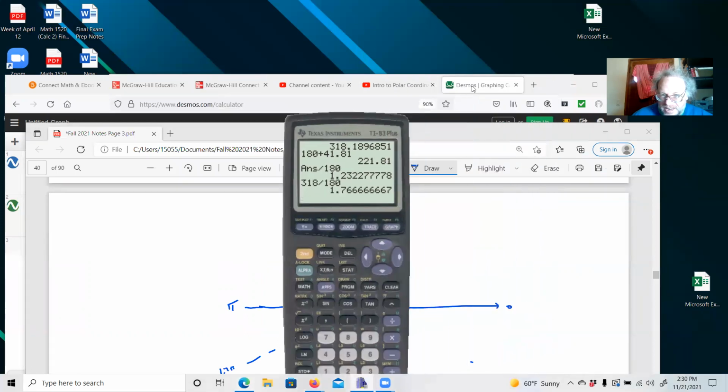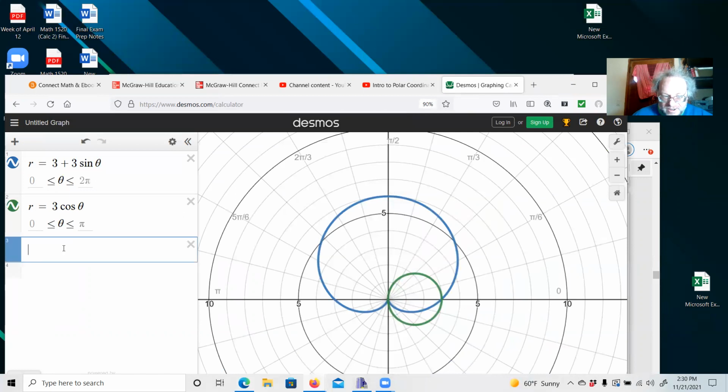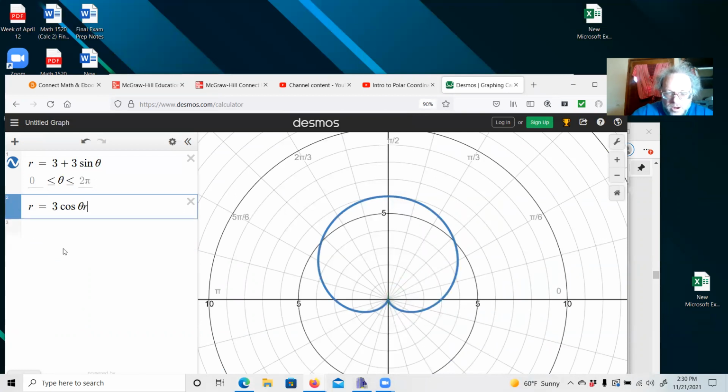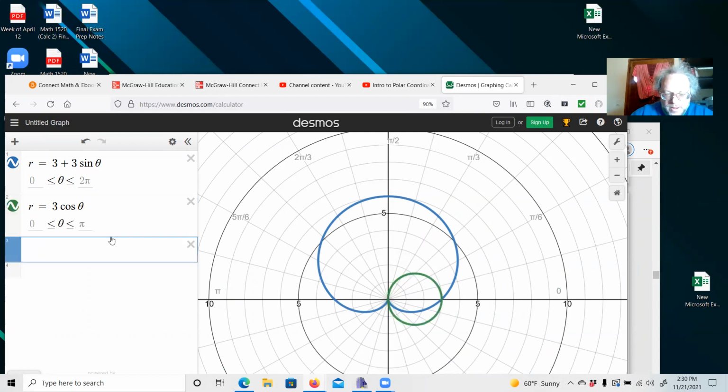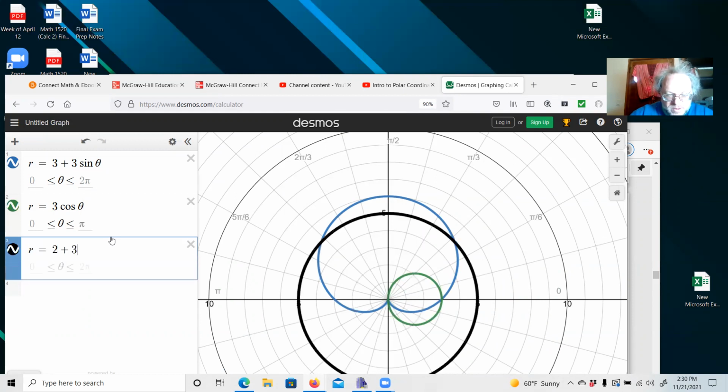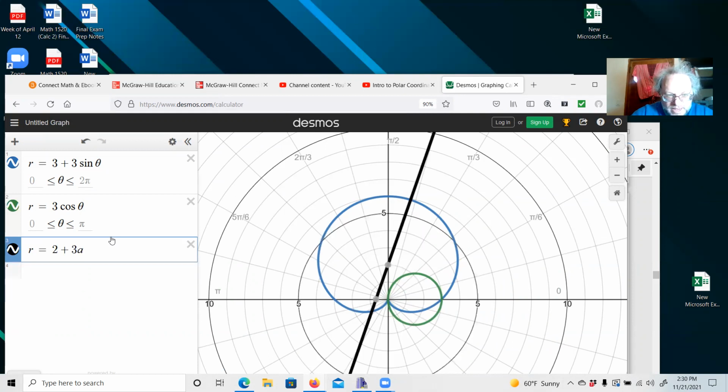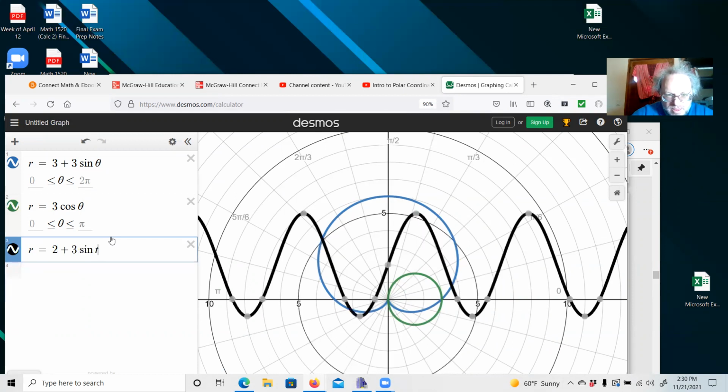If I wanted to graph this thing again, we'd say r is equal to, what was it? It was 2 plus 3 sine theta.